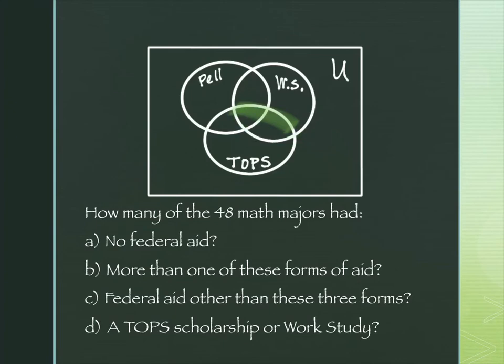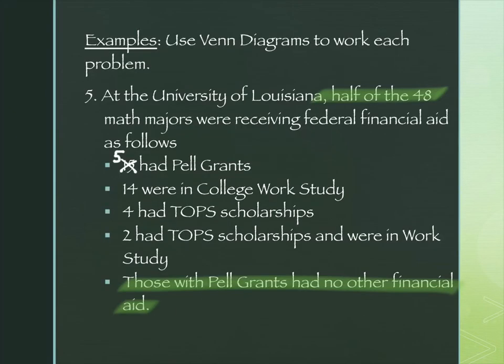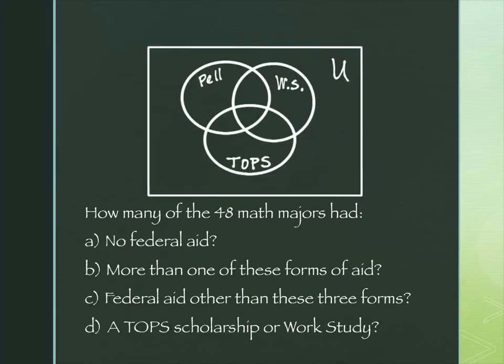So you're trying to decipher from the information which eliminates everything but one tiny little part. And one of the places where I've eliminated everything but the tiny little part is because the Pell Grants have no other financial aid. So on this diagram, I can fill in the 5 here and zeros in all these places, like that. Because the Pell Grant cannot overlap and have anything in it. If you have a Pell Grant, you don't get work study. If you have a Pell Grant, you don't get TOPS. That's really nice because that filled in quite a few pieces of our picture automatically, right?